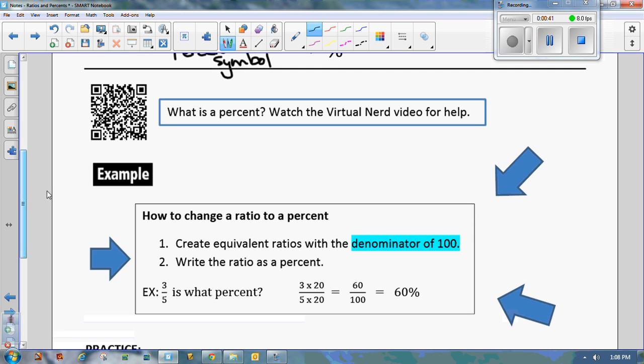Please feel free to use your smart device to scan here if you would like to watch the Virtual Nerd video for help.